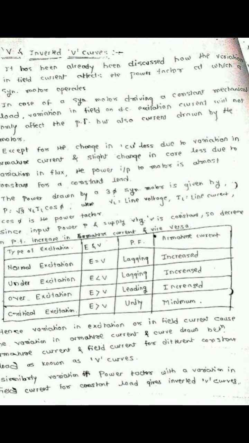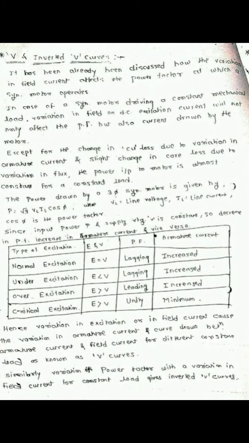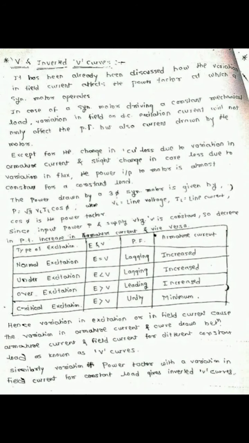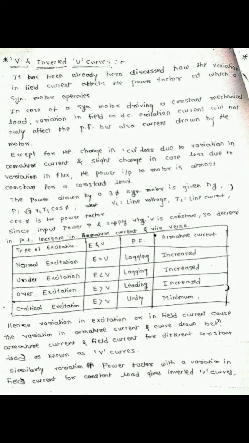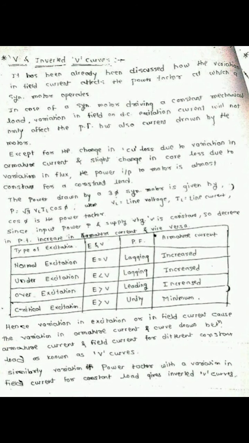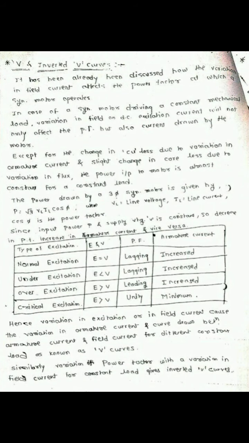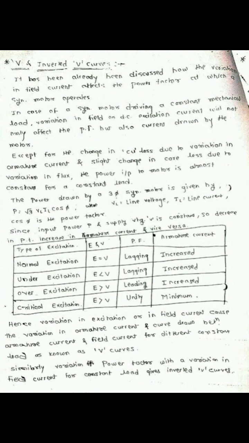As we know, the fundamental formula for power of a synchronous motor is P = root 3 VL IL cos phi, where VL is the line voltage, IL is the line current, cos phi is the power factor, and P is the power drawn by a three-phase synchronous motor. Since the input power P and supply voltage V are constant, a decrease in power factor means an increase in the value of armature current, and vice versa. This relationship is very important while we are dealing with the V and inverted V curve.